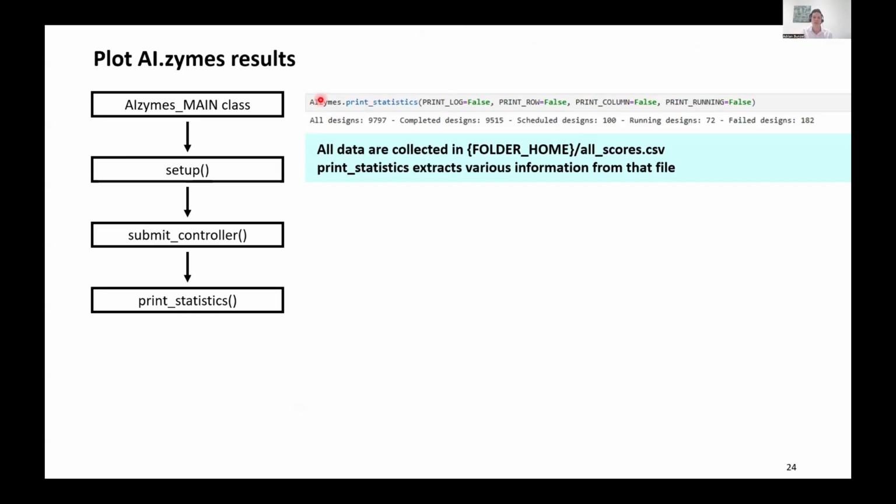So the first step will be to just do some statistics. There's one function that will tell you how many designs you've made. There's also some other quality of life options here where you can get some additional information, but this will essentially tell you how many designs you have been running, where you're at, what is currently happening. It will also print the log file if you were interested, if there were any error messages.